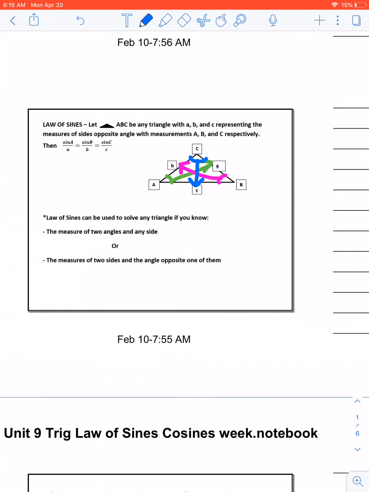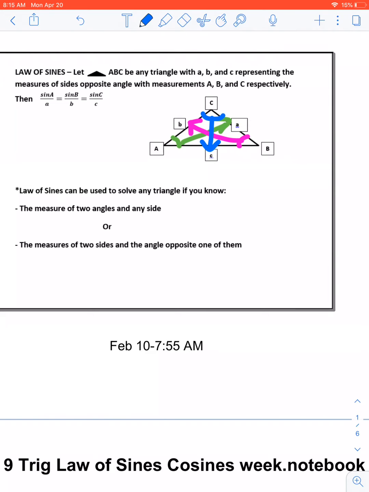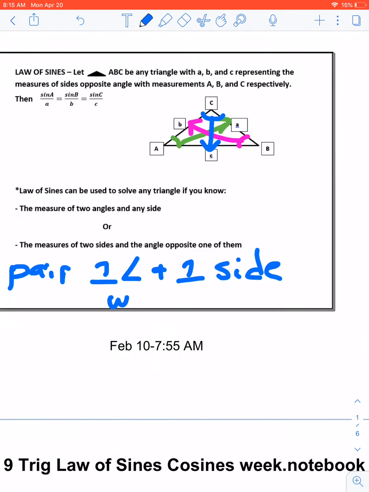So when do you use law of sines? You can use law of sines on any triangle if you know the measurement of two angles and a side, or the measure of two sides and an angle opposite one of them. What I always think when I'm doing law of sines is I have to have a pair. I have to have one angle and one side with the same letter.